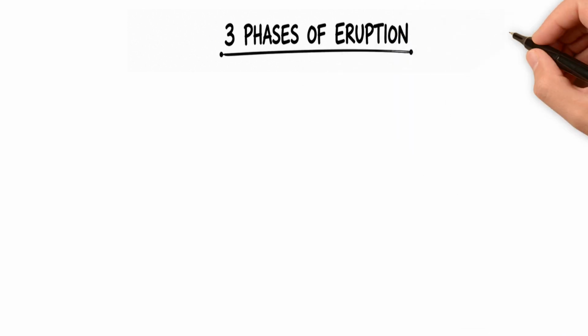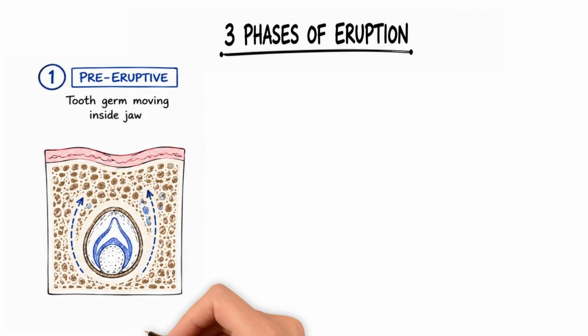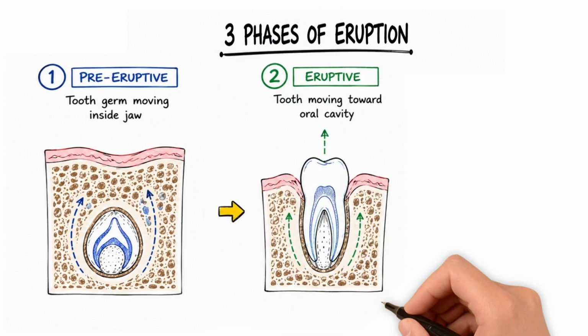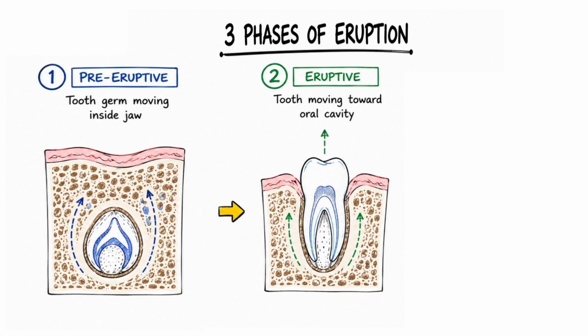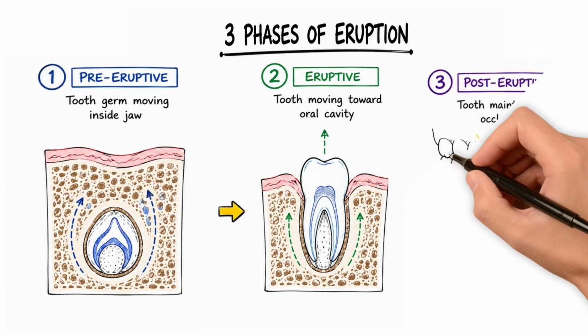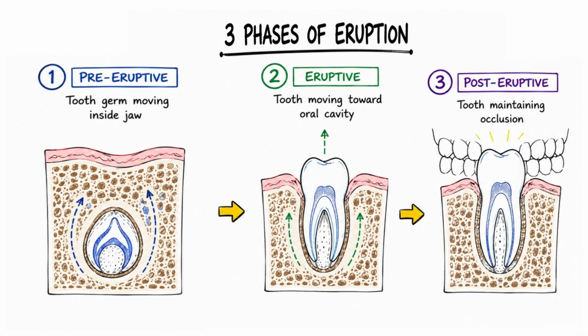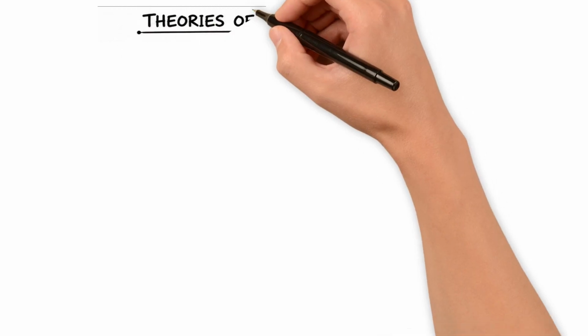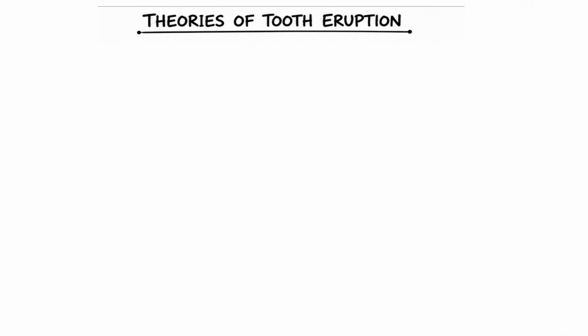Tooth eruption occurs in three distinct phases. The first is the pre-eruptive phase, during which the developing tooth germ moves within the jaw as the surrounding jaws continue to grow. The second is the eruptive or pre-functional phase. This begins with root formation and continues as the tooth moves through the bone and gingiva until it reaches the oral cavity and contacts its opposing tooth. Finally comes the post-eruptive phase. Even after eruption is complete, teeth continue making small adjustments throughout life to compensate for jaw growth and the wear produced during chewing.